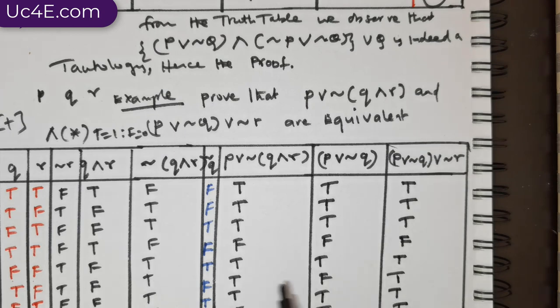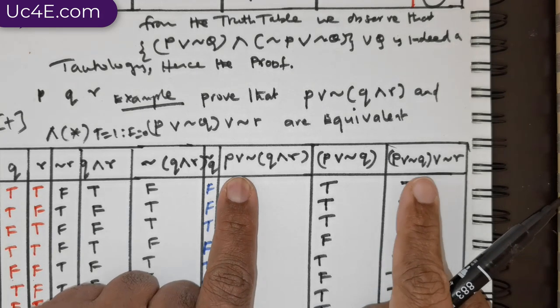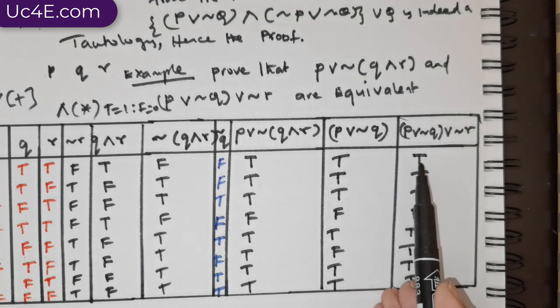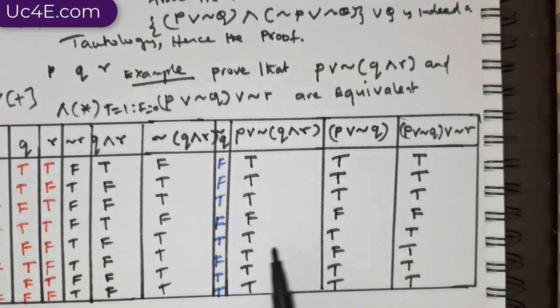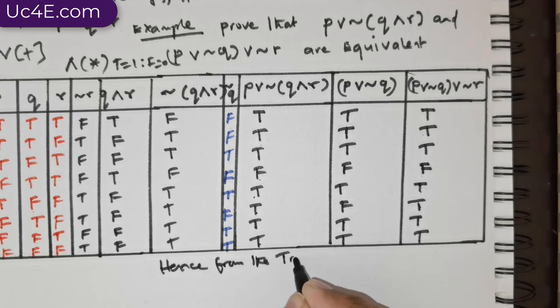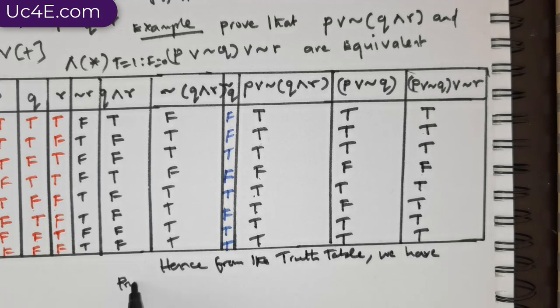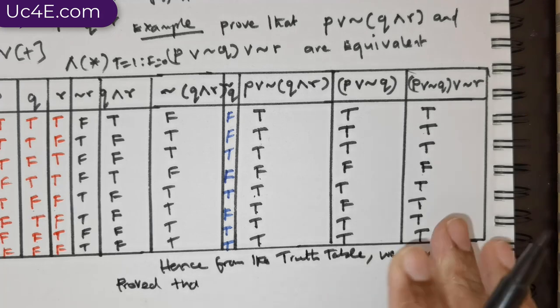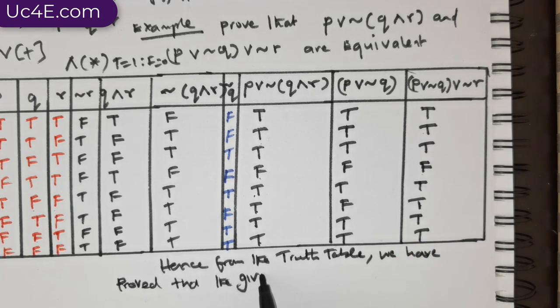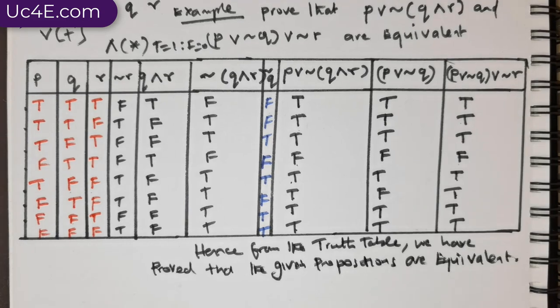Now the question is, are we getting what we're supposed to get? We have to show this is equivalent to this. Now check it out. T, T, T, T, T, T, F, F, T, T, T, T, T, T, T, T. So clearly, from the truth table, we have established or proved that the given propositions are equivalent. So that is the solution for this question.